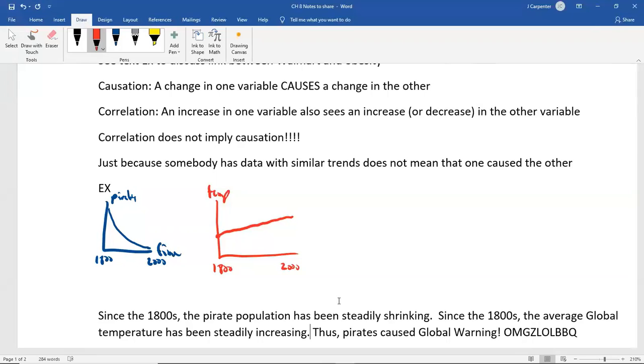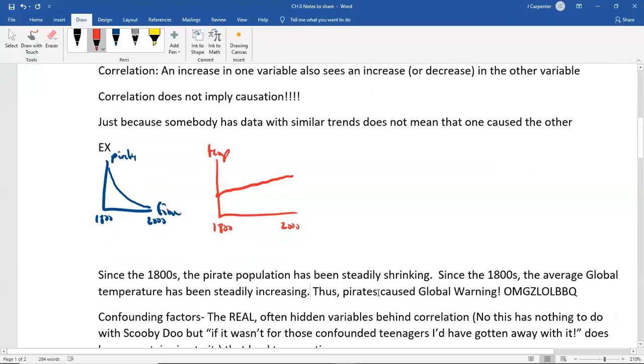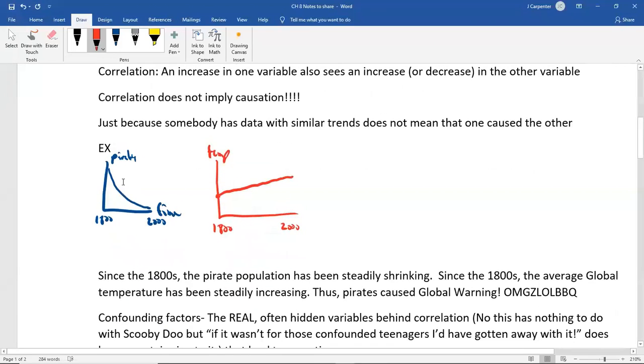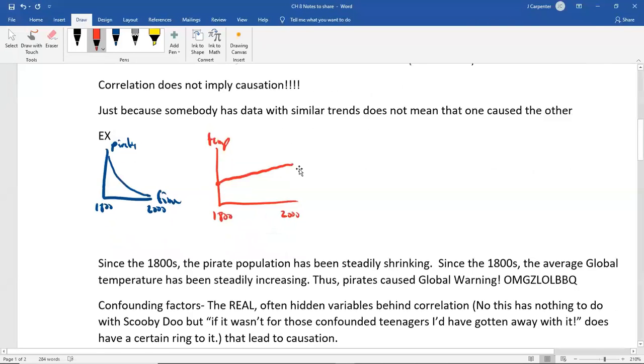So pirates were doing some kind of, let's just say, mathemagic to keep the global temperature down. So as pirates are dropping, the temperature is going up. You lose another pirate, the temperature goes up. You lose another pirate, the temperature goes up. Again, this is wrong. Pirates decreasing did not cause the global temperature to increase.